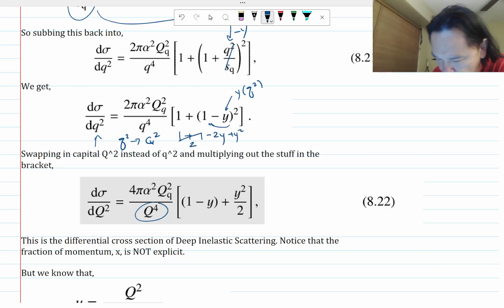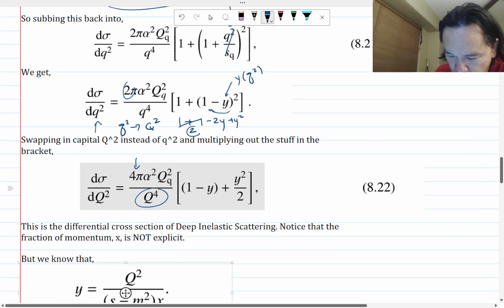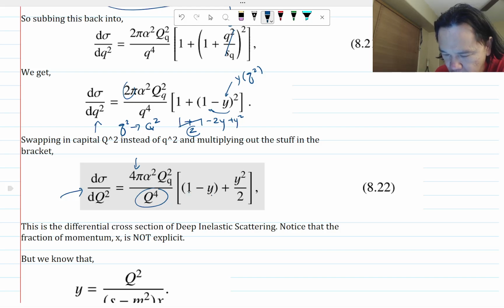This turns out to be a 2 here. You can factor out this 2, right? Combine this with the other 2 to get a factor of 4 outside. And then what you end up with is that you can have this differential cross section in terms of capital Q squared instead. And then you have this 1 minus y in parentheses. There's a reason why we put this in parentheses, plus y squared over 2.